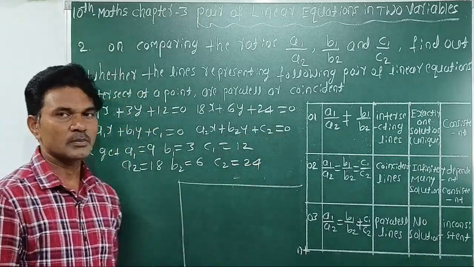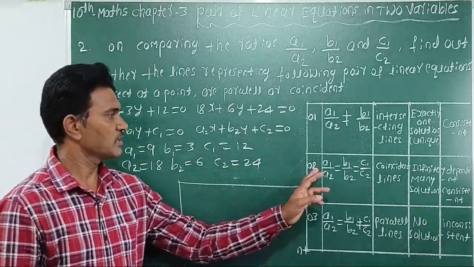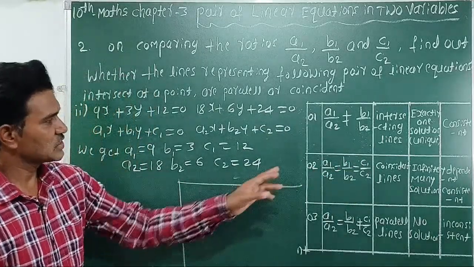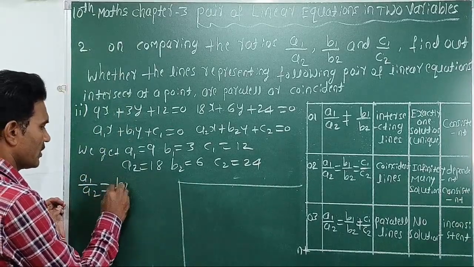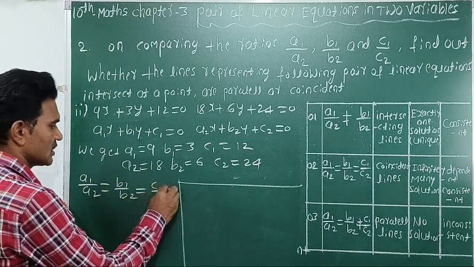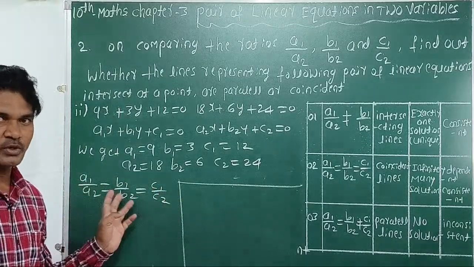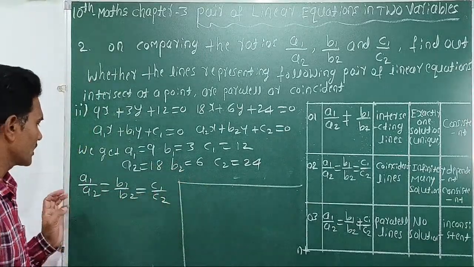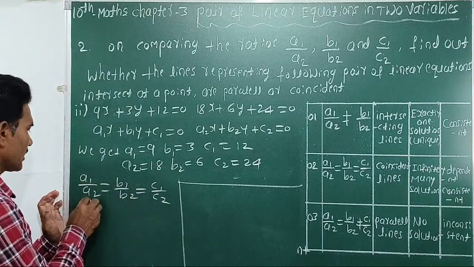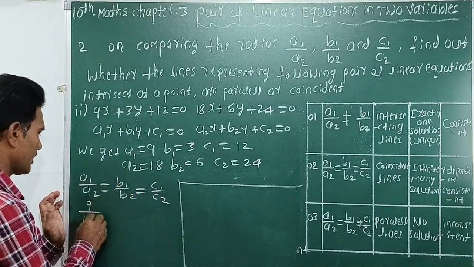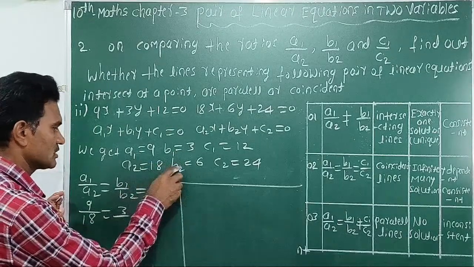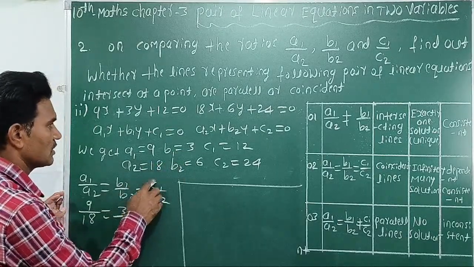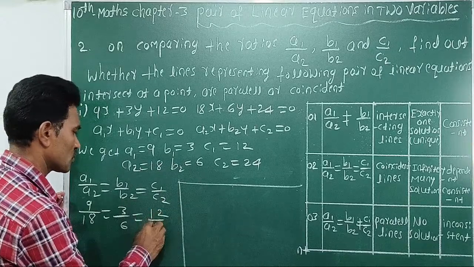After that, we have to verify the ratios a1 upon a2, b1 upon b2, c1 upon c2. Put the values of a1, b1, c1 and a2, b2, c2. We get a1 value here 9, a2 18, b1 value 3, b2 value is 6, c1 value is 12, c2 value is 24.